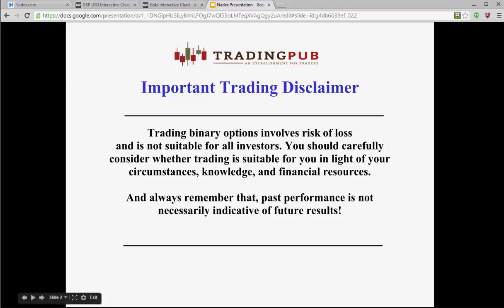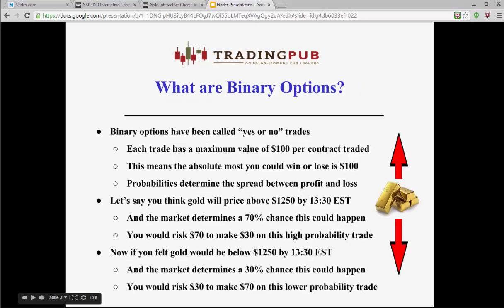One of the cool things about Nadex is you always know what your risk and your loss is going to be, what your reward and your loss is going to be. You can't get surprised. You can't have a trade run away from you. The upside to that is you can't have something run away from you. The downside to it is your profit is also capped per contract traded.